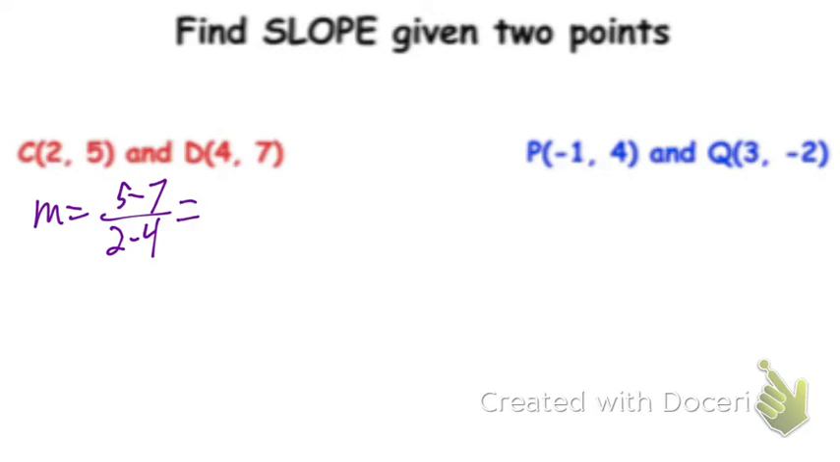What is 5 minus 7? Negative 2. What is 2 minus 4? Negative 2. What is negative 2 divided by negative 2? 1. 1 over 1 or just 1? Either way. Questions on that?